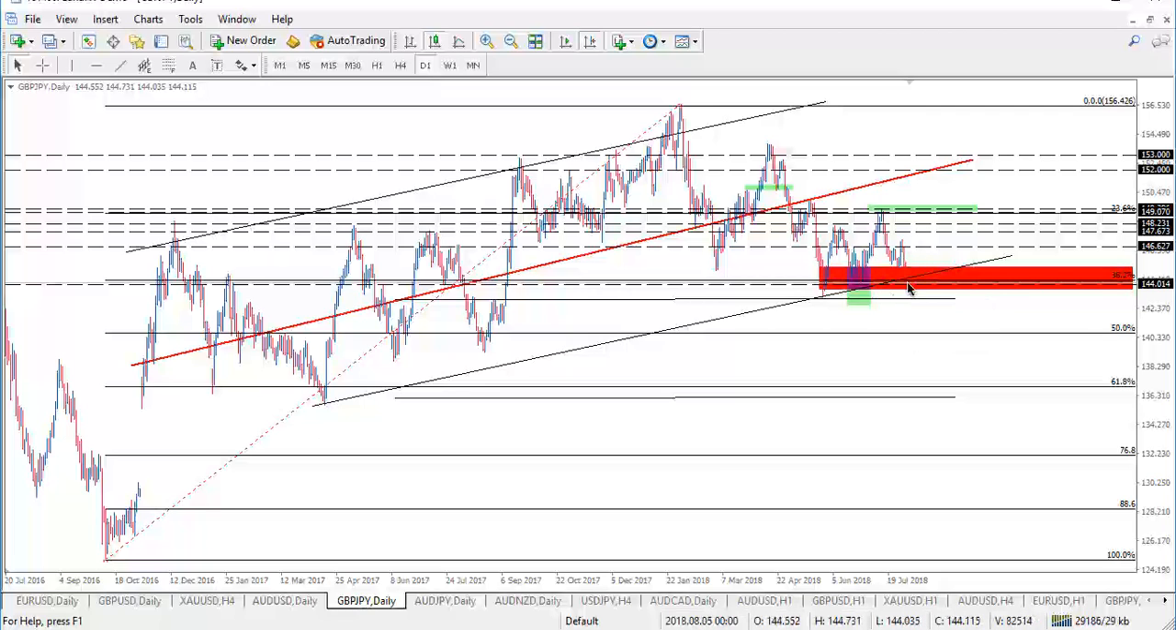In case the price breaks through this level of 144, then we can go short targeting the level of at least 142 during this week. But this is conditioned by a breakout of this level by at least a daily close. So we need a daily candle here to close below the level of 144. So let's see what's going to happen.